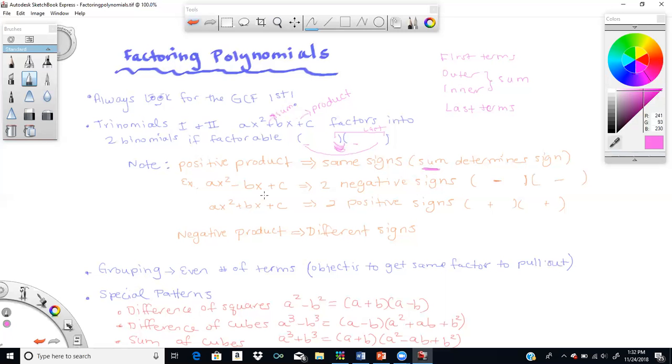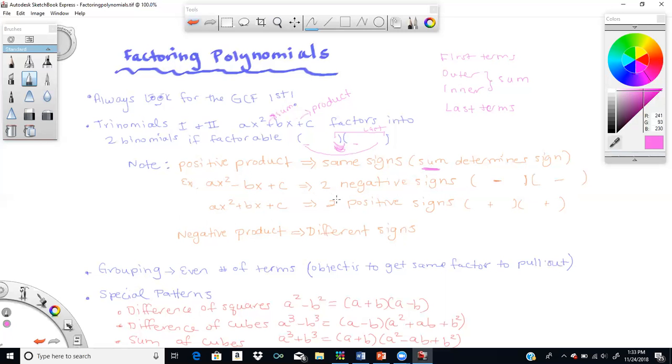So, for example, if you have ax squared minus bx plus c, the product is positive, so same signs, but the sum is negative. So you'll have two negative signs. And if everything is positive, you'll have two positive signs. Now, if your product is negative, that means your signs will be different. But you'll have to determine who gets the positive and who gets the negative. So we'll look at that also.